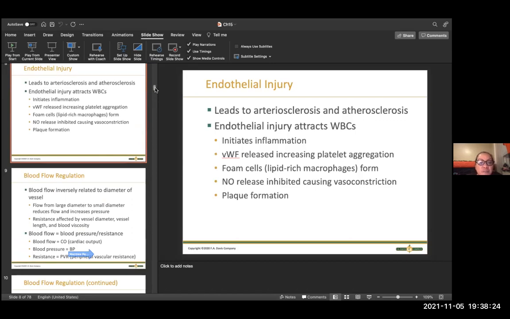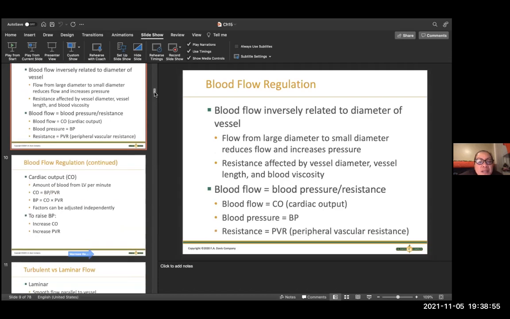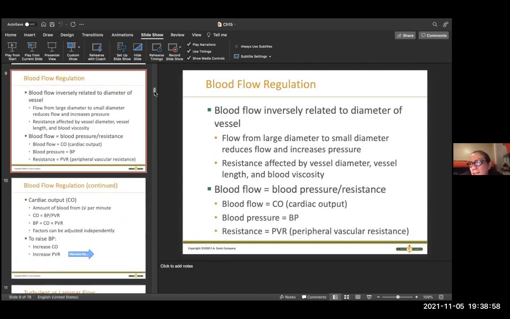This is the injury, right? When there's injury, there are only two kinds of injury. Arterio, what happens to the artery? They harden. Very good. And atherosclerosis is what? The plaque buildup, the lipid, or the fat. And the endothelial injury attracts WBC. Remember, we discussed the white blood cells, right? They do chemotaxis, they come to the site of injury. That's it. So, let's go to the blood flow regulation.